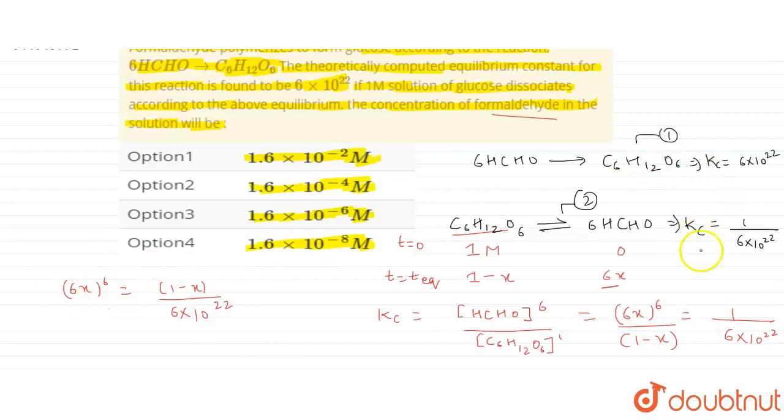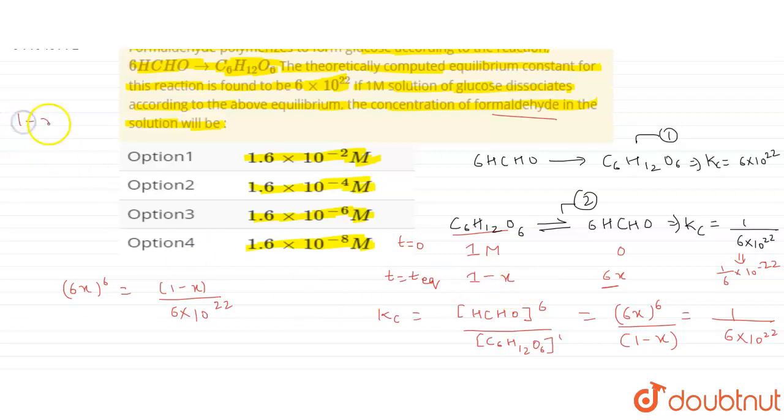As you can see here, Kc, that is the equilibrium constant for the second reaction, is 1 by 6 into 10 to the power 22. This can be written as 1 by 6 into 10 to the power minus 22. I hope you guys are understanding it. As you can see, this Kc value is very small, in the order of 10 to the power minus 22. So very little dissociation happens.